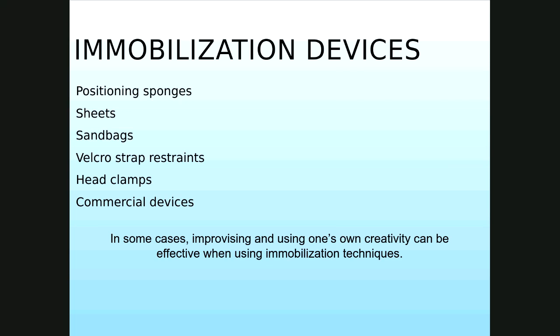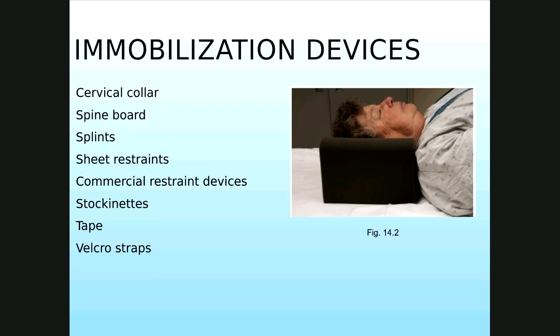The positioning sponges and sheets and sandbags, Velcro straps, head clamps, those are things that we tend to have in the department. And if you look on page 155, beginning there is when they start to show you some of those devices. Some other things we have are cervical collars, spine boards, splints, sheet restraints, commercial restraint devices that we'll look at, especially with pediatric patients, stockinettes.